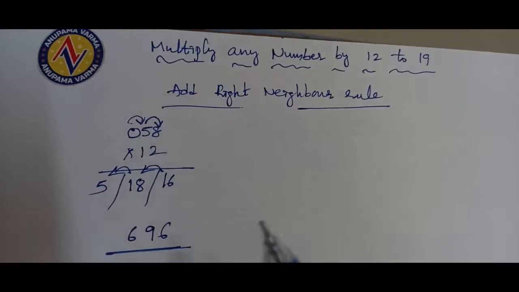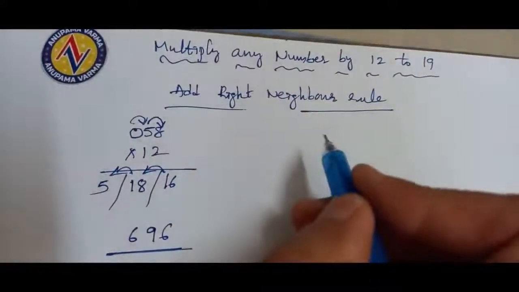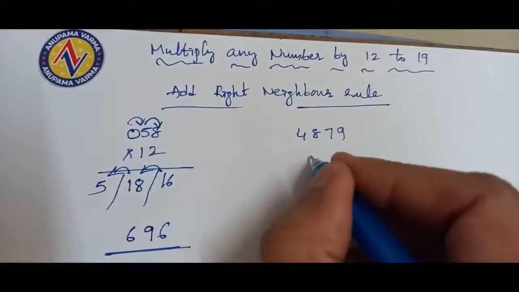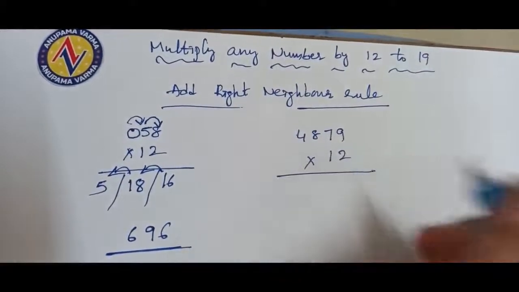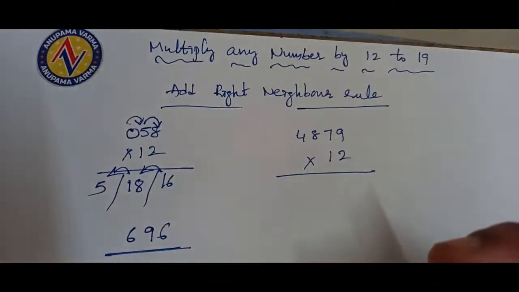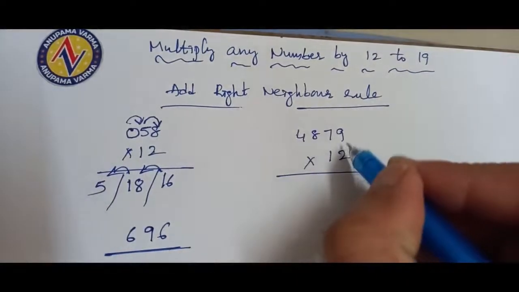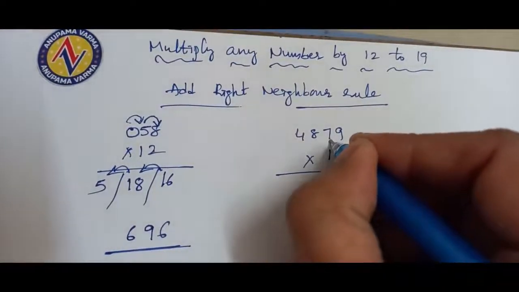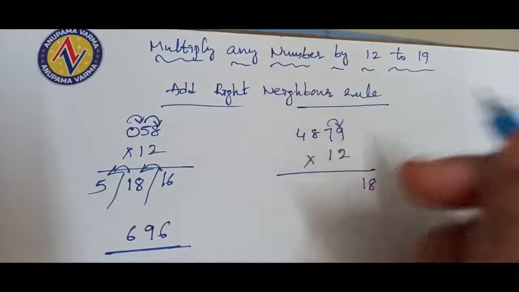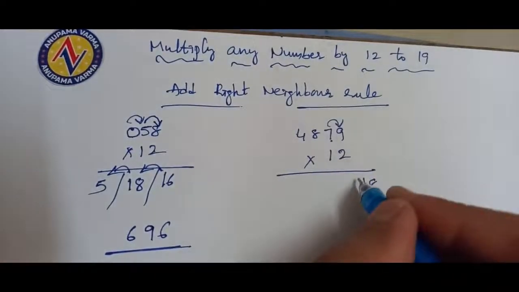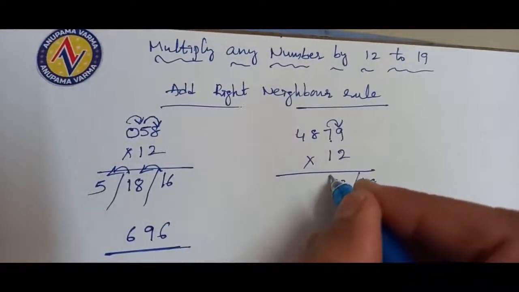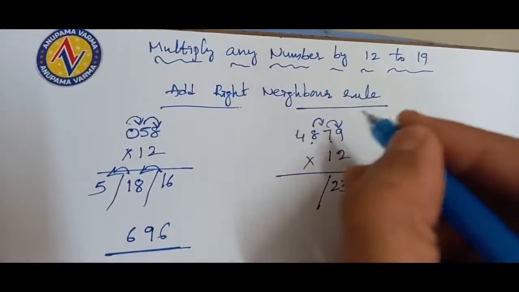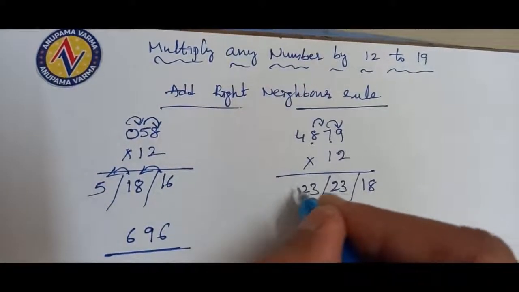Okay. Let's take a 4 digit number, 4879 into 12. Okay. So 2 nines are 18. Write 18 here. 2 sevens are 14 plus this 9. Add this 9. 14 plus 9, how much? 23. I am writing 23 here. Next 2 8s are 16. 16 plus 7, again 23.